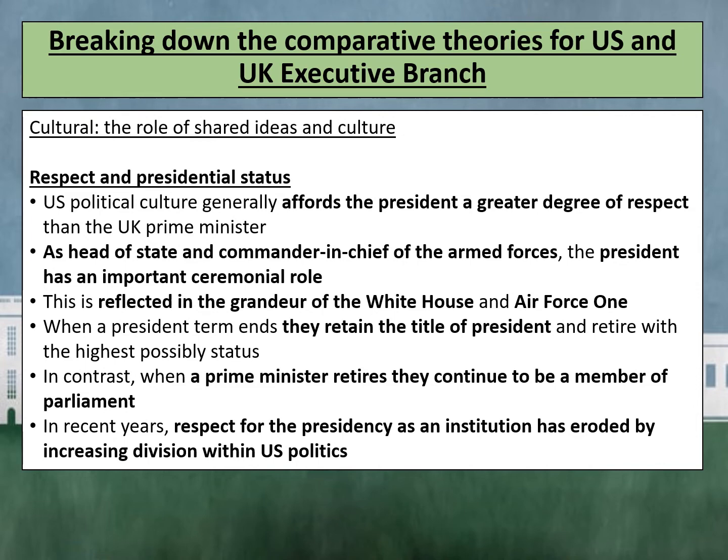When a president's term ends, they retain the title of President for life and retire with the highest possible status. In contrast, when a Prime Minister retires, they continue to be a Member of Parliament. In recent years, respect for the presidency as an institution has eroded because of the increasing division within US politics.